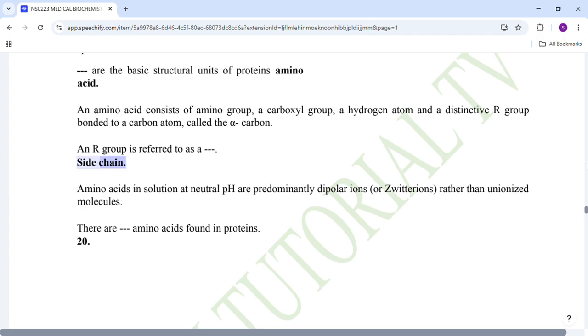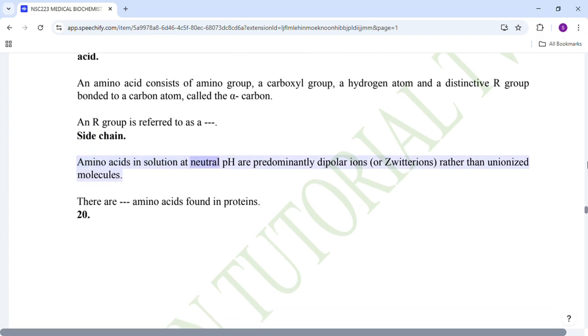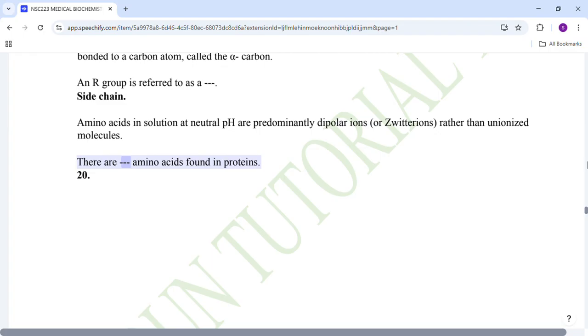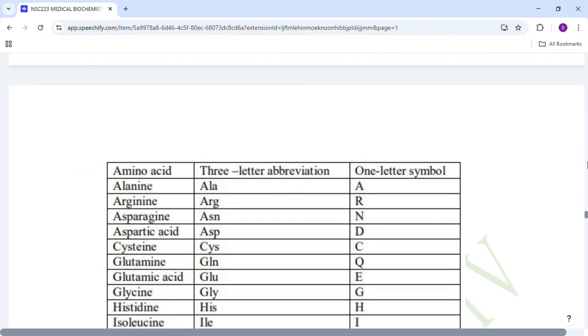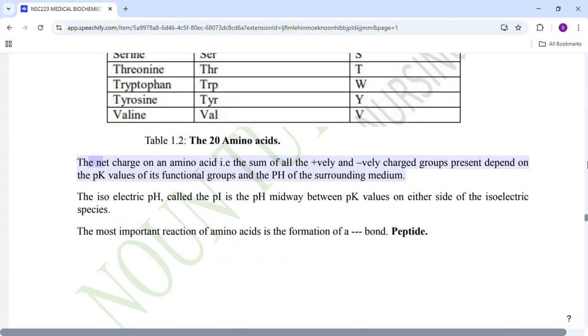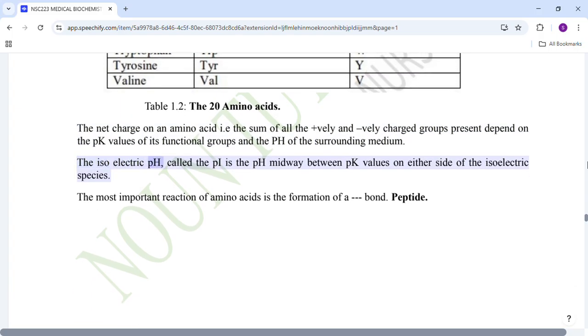Amino acids in solution at neutral pH are predominantly dipolar ions, or zwitterions, rather than unionized molecules. There are 20 amino acids found in proteins. Table 1.2, the 20 amino acids. The net charge on an amino acid, i.e. the sum of all the positively and negatively charged groups present, depends on the pK values of its functional groups and the pH of the surrounding medium. The isoelectric pH, called the pI, is the pH midway between pK values on either side of the isoelectric species.